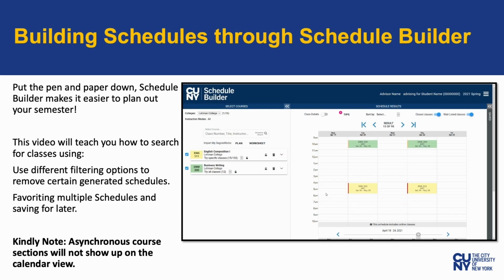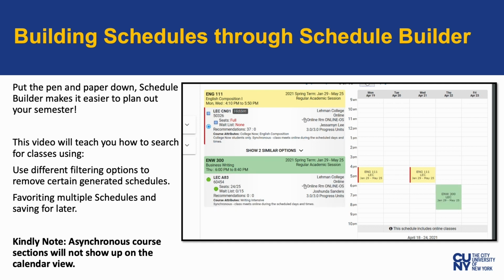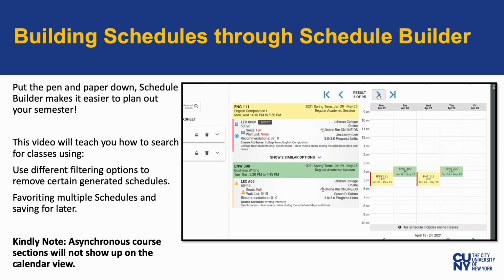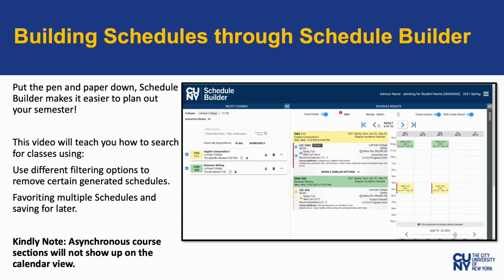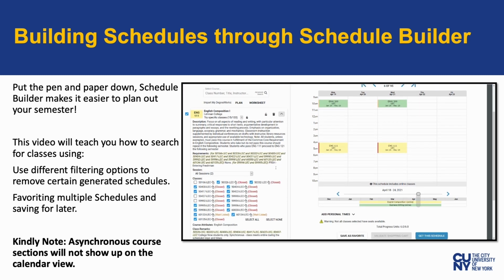Now that you know how to search for classes, it's time to start building some schedules. Before we get into the calendar, let's look at the top for a second. If we expand the class detail, we'll see current information on the section that is currently displaying on the calendar. If we scroll through the calendar, you'll notice that the information changes. You can also filter out certain sections by expanding the class card. If you tick these boxes off, it'll remove the section from the scheduled results.